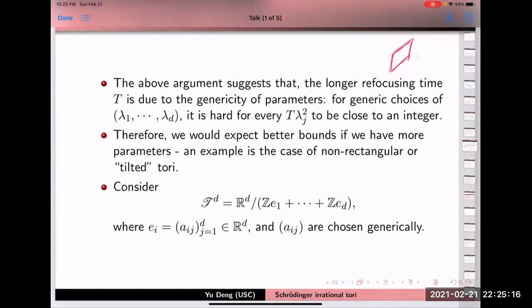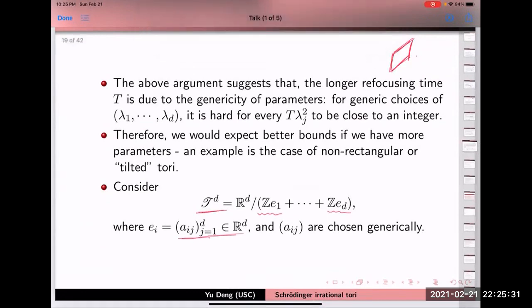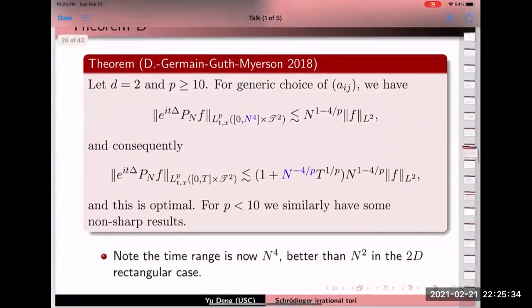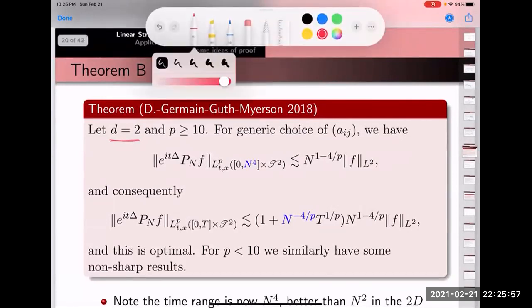Imagine this non-rectangular torus is given by this particular basis of vectors, and we have a generic symmetric matrix on R^d. Then this result we proved with Germain, Larry Guth and Simon Myerson, which is slightly later than the previous one, is that in the case of 2 dimensions, if P is bigger than or equal to 10, then we have this exponent, which is exactly the same exponent as you see in the case of standard Strichartz estimates. Then the same Strichartz estimate as you have for the rational torus now holds not only for time 1, but for time n to the 4, where n is a frequency.